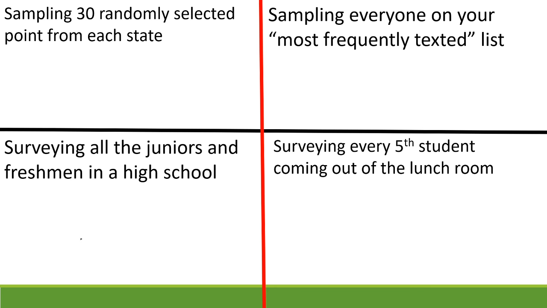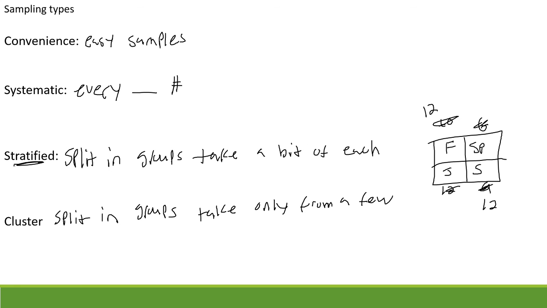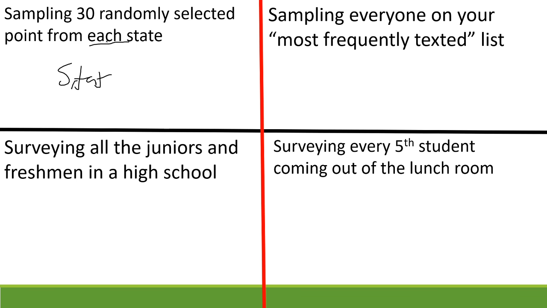So let's see if we can identify which is which here. Sampling 30 randomly selected people, I believe, from each state. Well, if you're taking it from each state, that means this is going to be stratified. This is a stratified sampling. Okay? Because you're taking a little bit from each state.